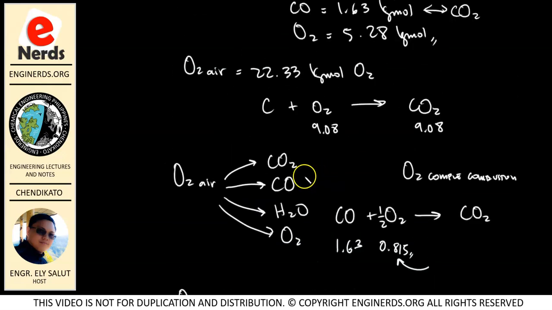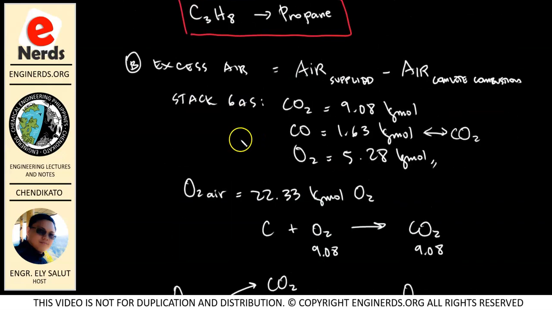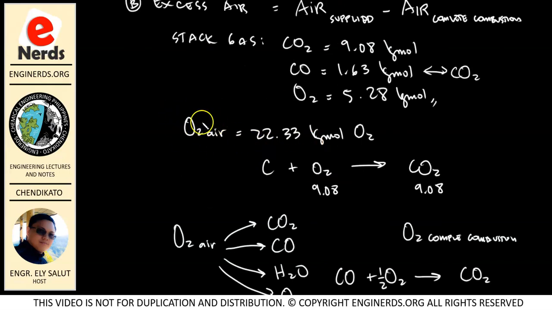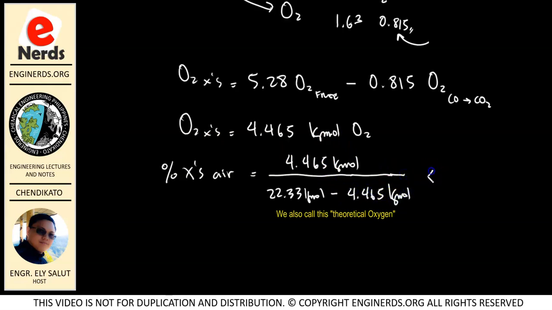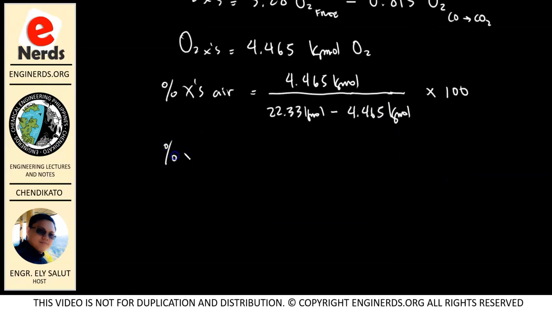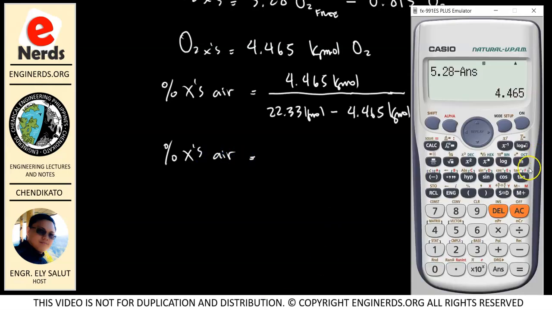Tama ba? Sinulat natin dito yan. O2 from air, which is 22.33 kilogram mole, minus, okay, our excess O2, which is 4.465 kilogram mole, times 100. Okay, so that means our percent excess air is equal to, so solve natin siya with our calculator again.